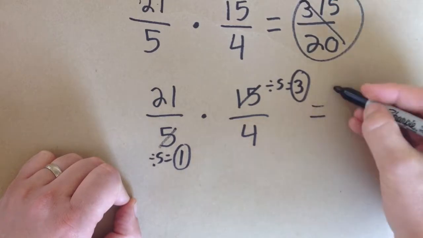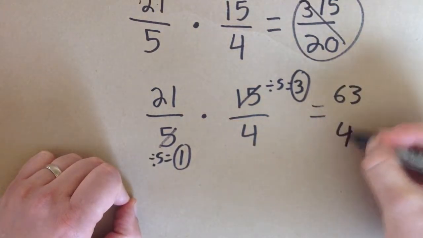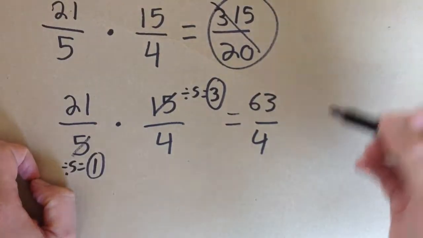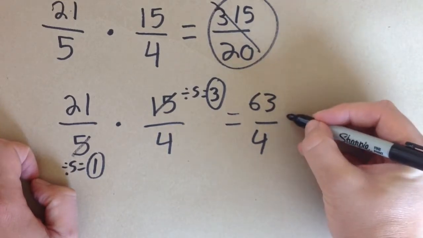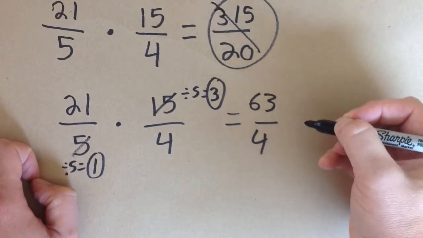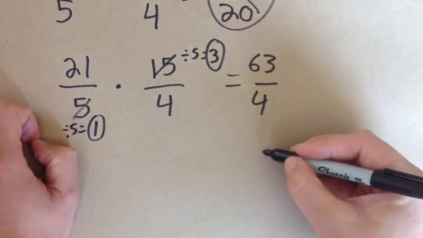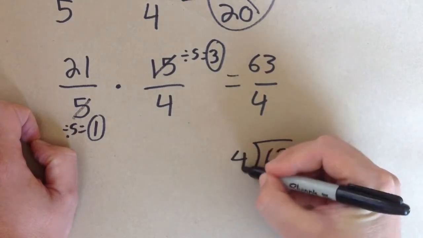21 times 3 gives me 63, and 1 times 4 is 4. This is a much easier fraction to work with than the other one. So I'm now going to just reduce that. What I do is divide 4 into 63 and see how many times it goes in whole. If that's difficult for you, you always have your good old division bracket to figure that out.